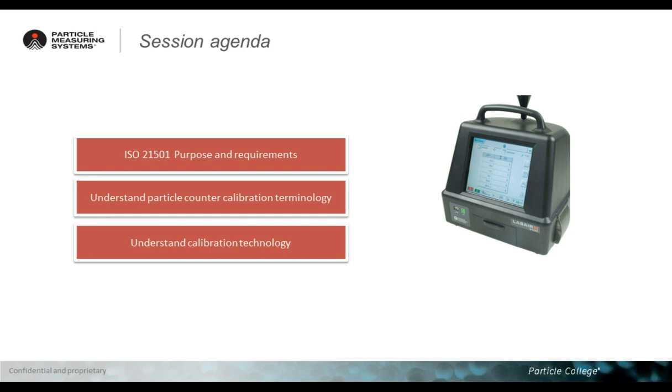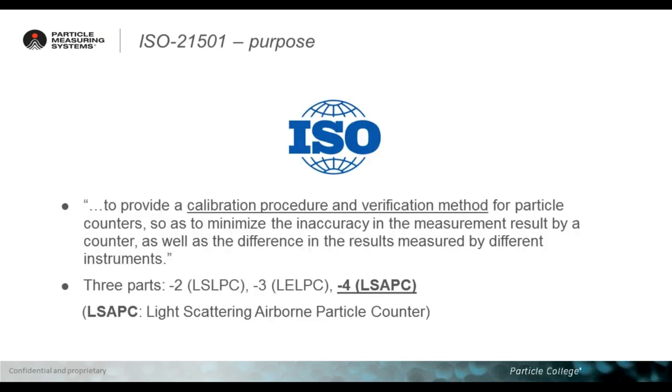Keep going on the session agenda. Let's have a look at the main requirements of the ISO 21501. This sentence is written on the first page of the standard, and in my opinion, it clearly explains the intention of the ISO committee when they developed this standard. The purpose is to provide a calibration procedure and verification method for particle counters, so as to minimize the inaccuracy in measurement results by the counter, as well as the difference in results between different instruments.